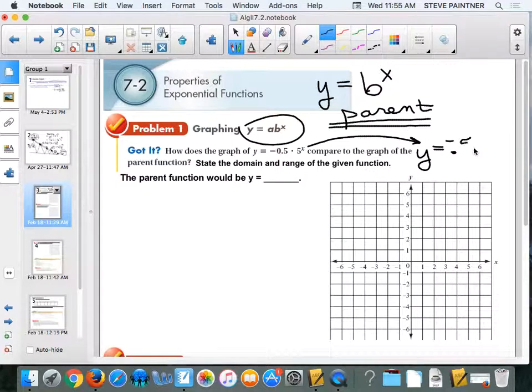Negative 0.5 times 5 to the x. What's the parent? Nobody can tell me? Guys, here's what I'm trying to tell you. Pick up the base, raise it to the x. That's the parent. What's the parent?